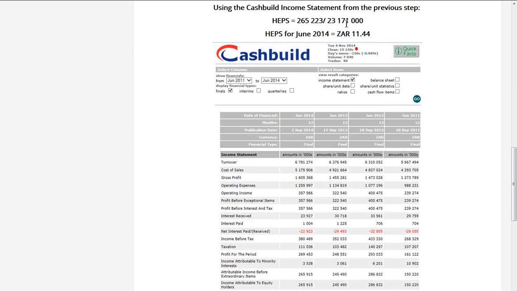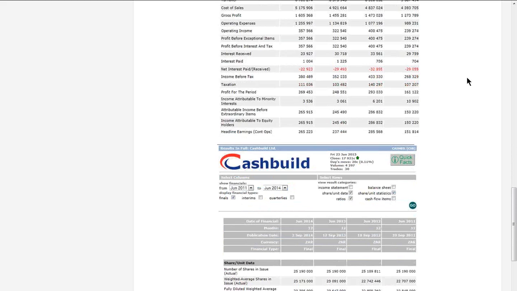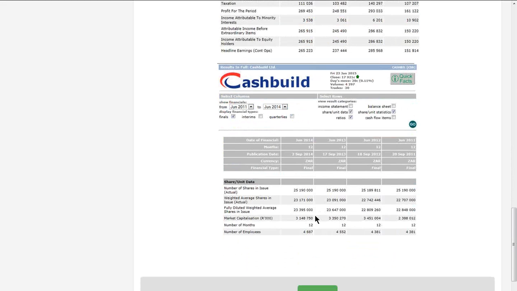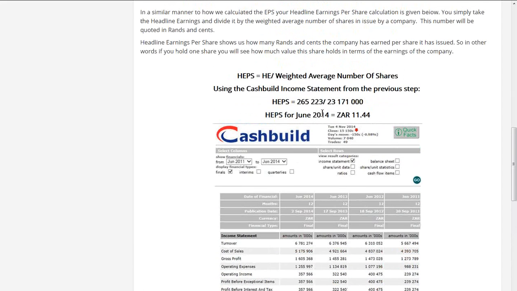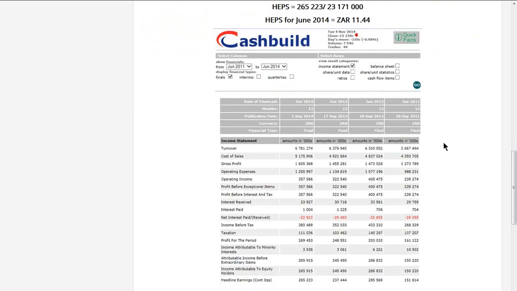And you divide it by the average number of shares in issue. If you again look at Cashbuild, the number of shares in issue is 25 million, but the weighted average shares in issue over the period is 23 million shares. So if you divide 265 million by 23 million, you'll get 11.44 Rand headline earnings per share for Cashbuild.